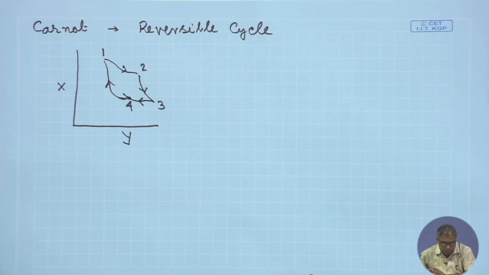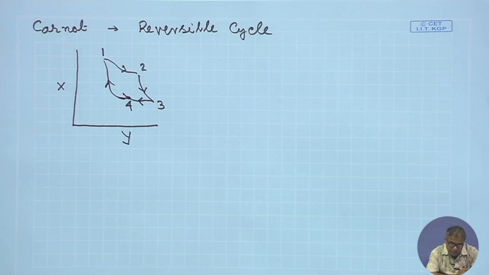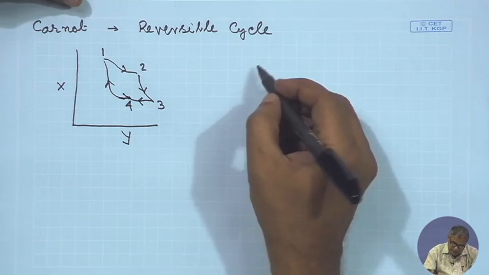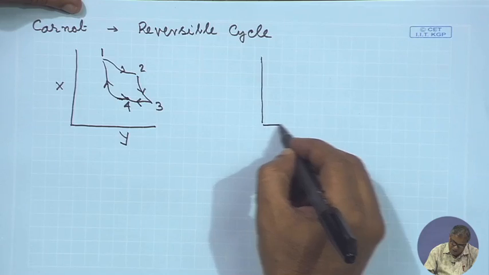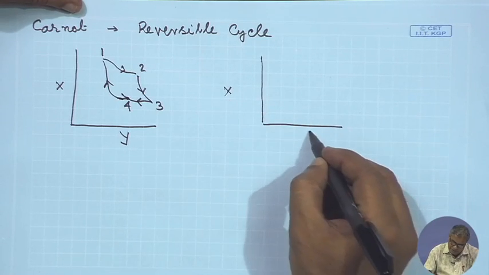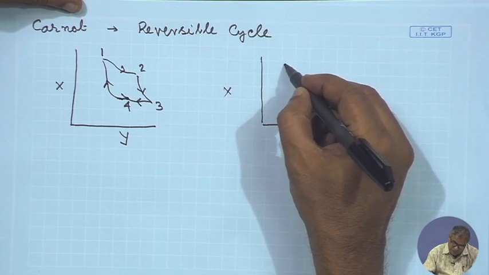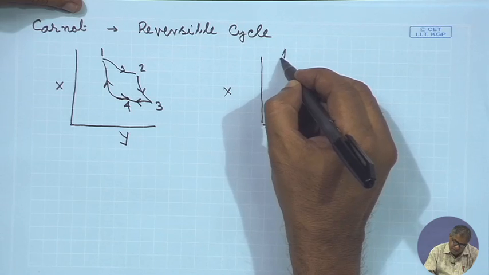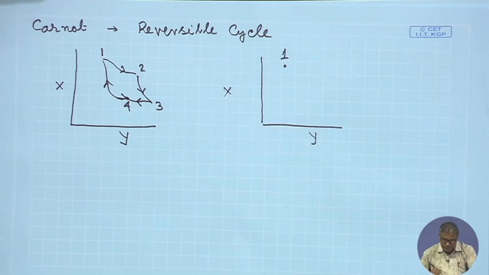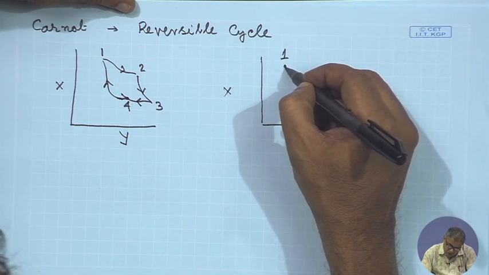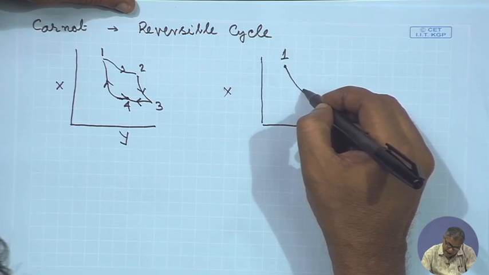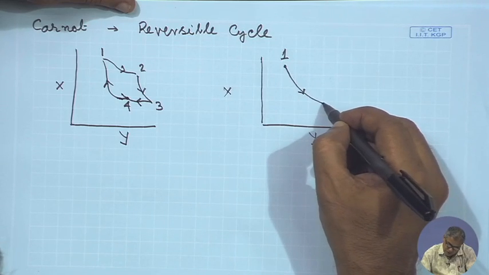So, Carnot also gives us the concept of reversibility, and I would like to take some time discussing what is reversibility. See, a reversible process, let us say again on the same thermodynamic plane, we are having a reversible process. Initially the system is at state point 1 and then it has undergone a reversible process and it has reached state point 2.